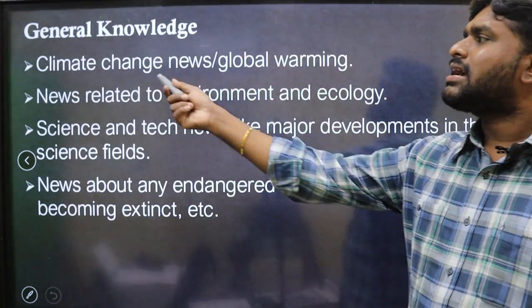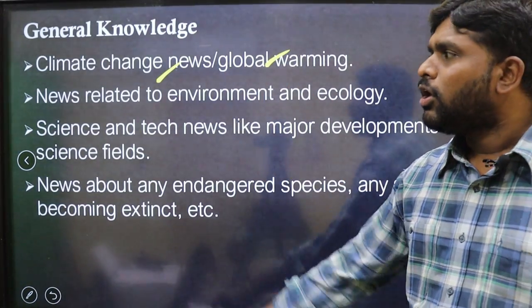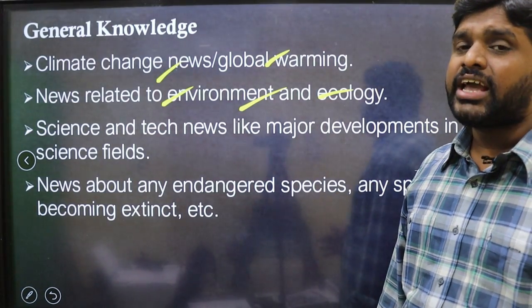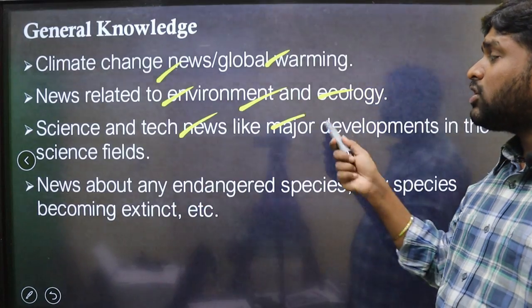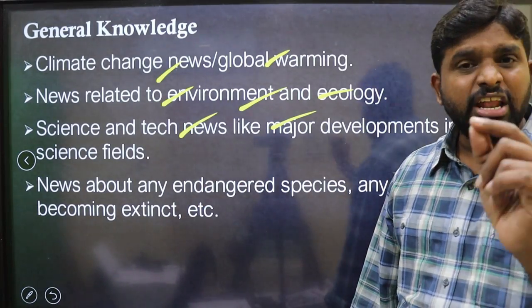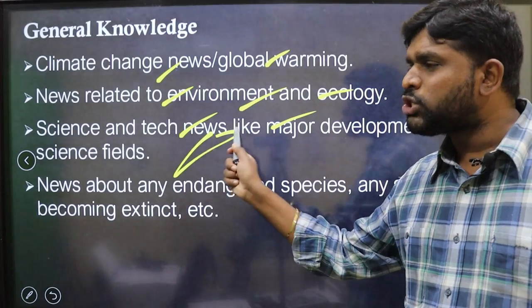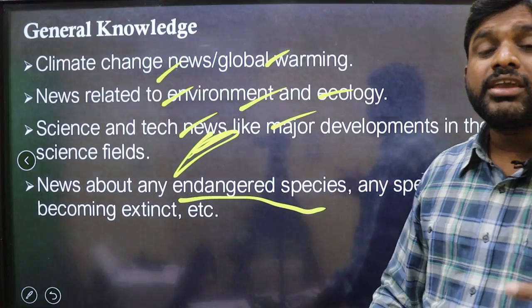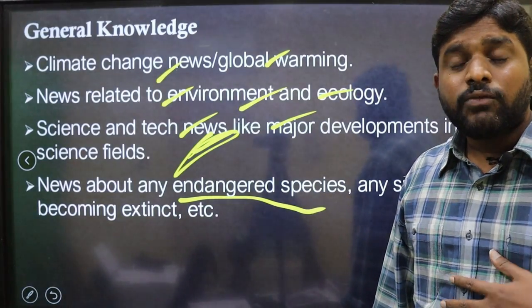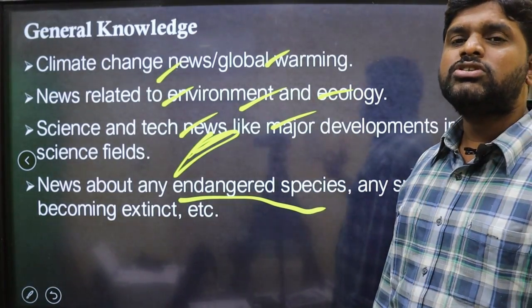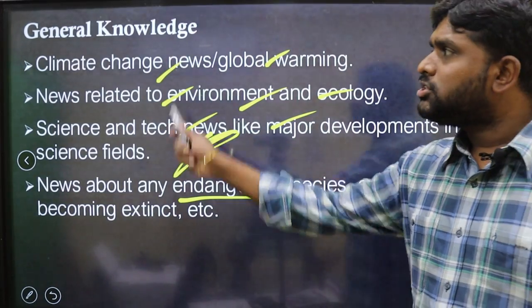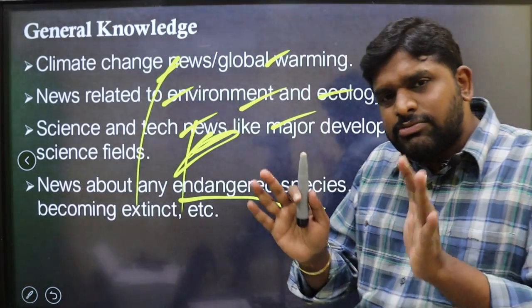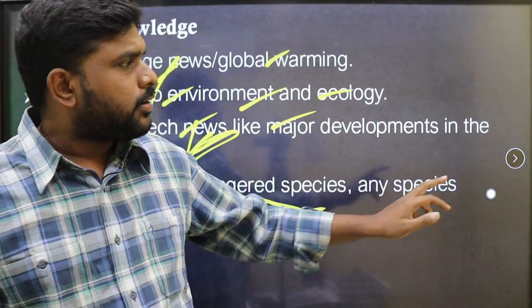From the general knowledge point of view: climate change news, global warming, news related to environment and ecology. What are the new species which are getting IUCN status? Science and technology news, like major developments in the science field, very, very important. In prelims, a lot of questions will come from this. News about any endangered species, any species becoming extinct, we need to know. So that as an IAS officer, you will be aware, oh, this is a species which is going to become extinct. From the general knowledge and environment point of view, this is very, very important. So in this way, you have to follow your newspaper.